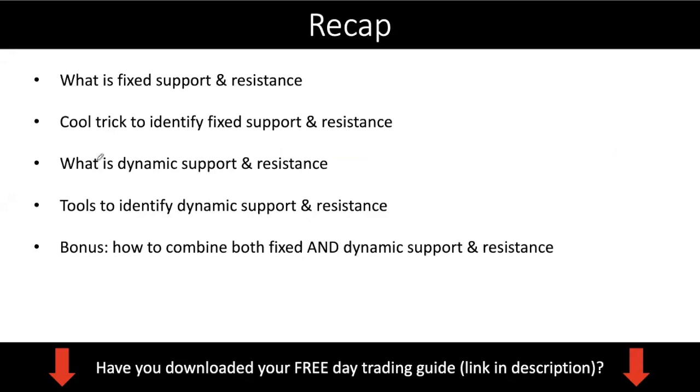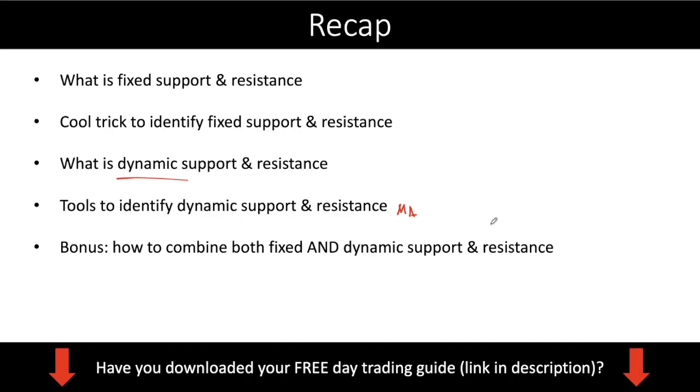Then I covered what is a dynamic support and resistance level. Basically, it is a level which moves. How you do it is that you use a moving average, a MA, or you use a Bollinger Band to identify these levels. Of course, there are many other tools, but for today's video, I just want to introduce to you two of these tools. Then lastly, I showed you how do you combine both the fixed and dynamic support and resistance level.